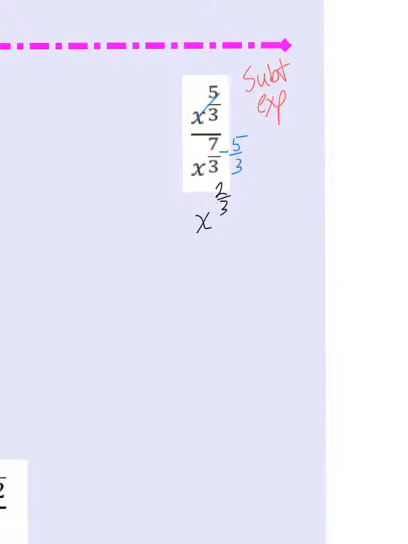Now, 3 does not divide into 2 at all, and I can't have a fractional exponent as an answer, so I have to reconvert it into its radical form. So I know that we're going to have a radical. The denominator of that fraction is 3, so it's a cube root, and that leaves me with x squared. And that's it.